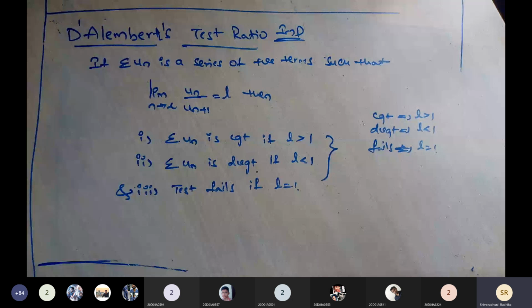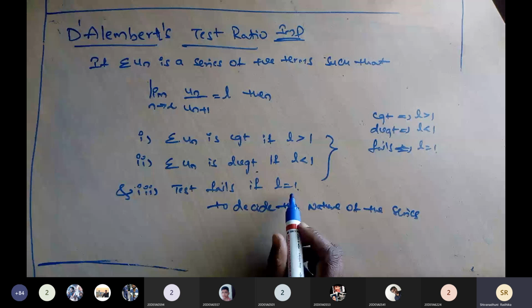What is the meaning of this? Now substitute L equals 1. Then is the given series convergent or divergent? Again we need to find it. When the given test fails, then again we need to decide whether the given series is convergent or divergent. The test fails. Is it clear to all of you? Any doubts?